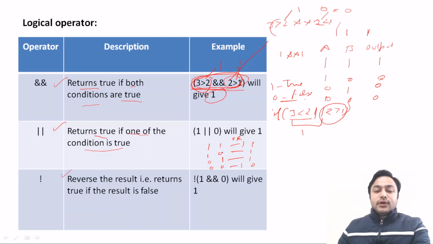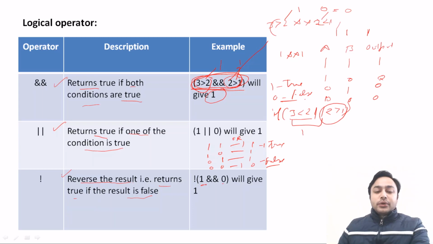Here it is 1 1 1, so the output will be 1. 1 means true and 0 means false. In case of logical NOT, it will reverse the result. That is, it will return true if the result is false. For example, this is 1 and 0.